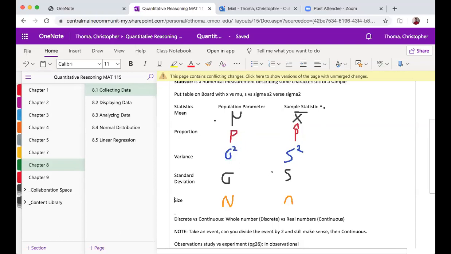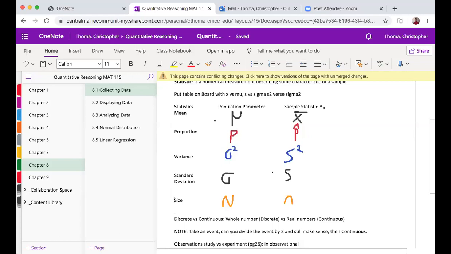So the mean is what we expect to happen. And most of you probably know how to find the sample mean, because how do you find the average of something? Well, you add up all the data and you divide by how many you have, right? But that is a sample, so that actually is x bar.